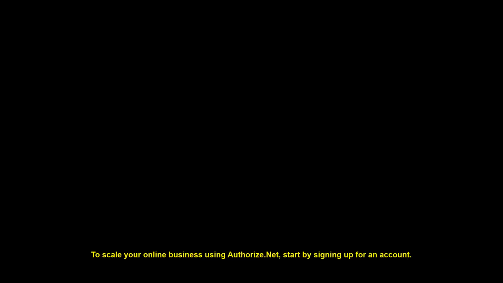To scale your online business using Authorize.net, start by signing up for an account. Visit the Authorize.net website and click on the sign up button. Fill in the required information, including your business name, address, and contact details. Select the type of account that fits your business needs. Review the pricing plans and choose the one that suits your budget.